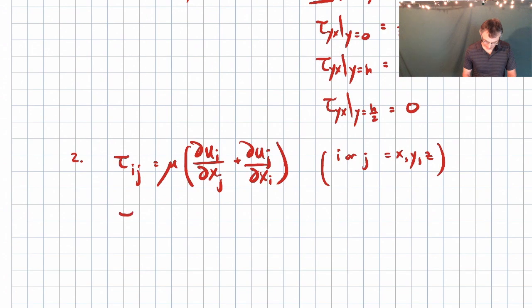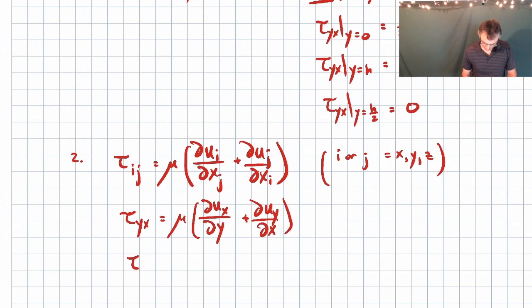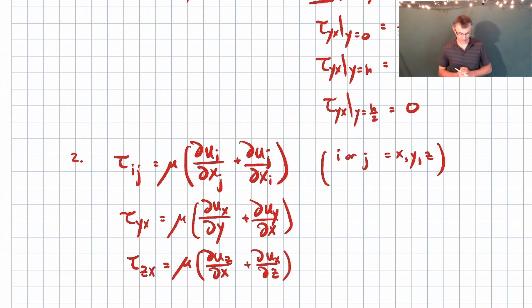So for example, if I want tau yx, really what it is is dux over dy plus duy over dx. Or if I wanted tau zx, just putting an arbitrary one out there, that would be duz over dx plus dux over dz. Oh, sorry, I wrote the wrong one at first. That would be zx, not zy. Apologize for that. So the shear stress actually involves two velocity gradients.